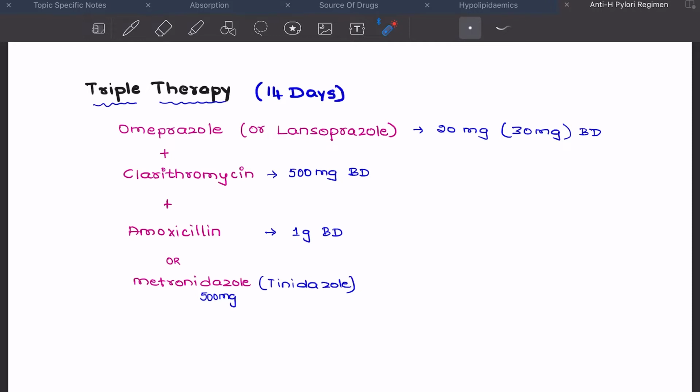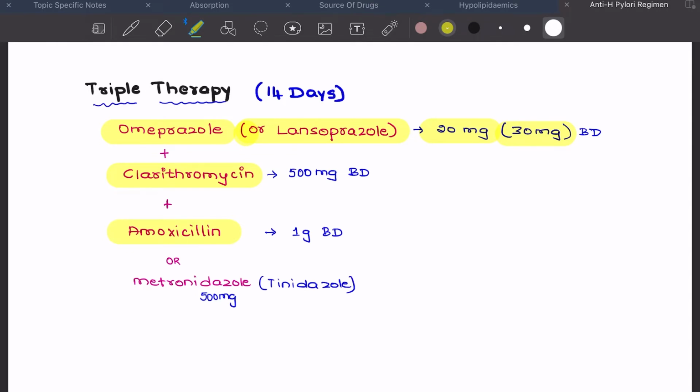Out of 3 drugs, 1 drug will be from the proton pump inhibitors. Here the proton pump inhibitor is omeprazole or lansoprazole, which is administered in the dose of 20 milligram omeprazole, or if you are using lansoprazole, the dose will be 30 milligram BD. Along with one proton pump inhibitor, you will be using the other 2 antimicrobial agents. Here you have clarithromycin 500 milligram BD and amoxicillin 1 gram BD.